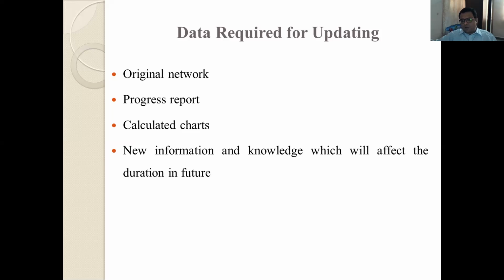Now, which data is required for updating? The original network, the progress report, that is up to what stage the work is completed, which activities are completed and which are ongoing. Different calculated charts, that is what additional durations are required for the activities, and new information and knowledge which will affect the duration in future. That is the information or knowledge whose details you have to incorporate. So that will be required.